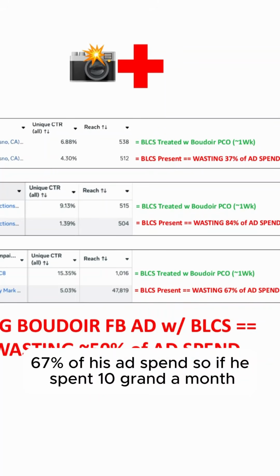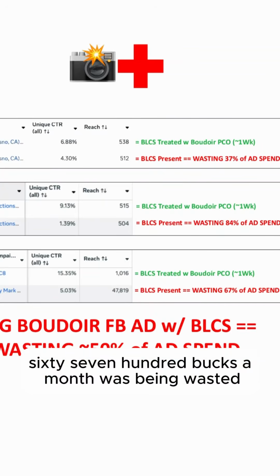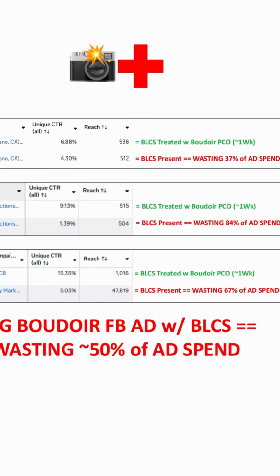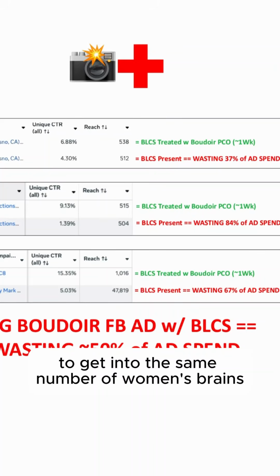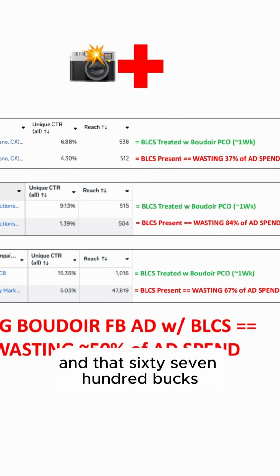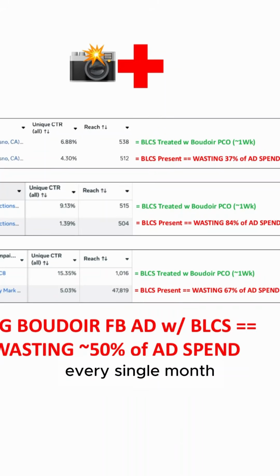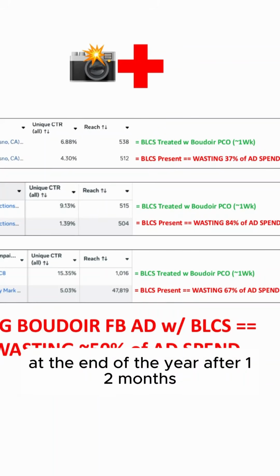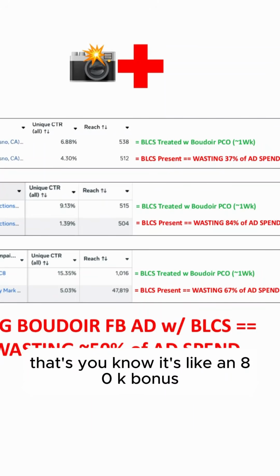So if he's spending 10 grand a month, $6,700 a month was being wasted. So now he only needs to spend $3,300 a month with his Boudoir Pico treated ad to get it into the same number of women's brains. And that $6,700 he no longer has to spend. He pockets it every single month. Kind of like a Boudoir Pico phantom bonus. And at the end of the year, after 12 months, that's like an 80K bonus.